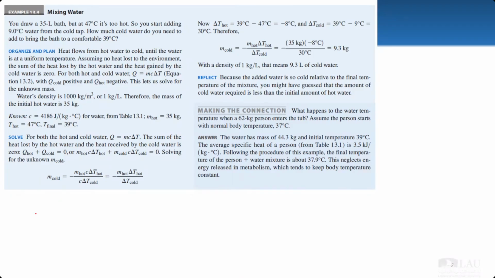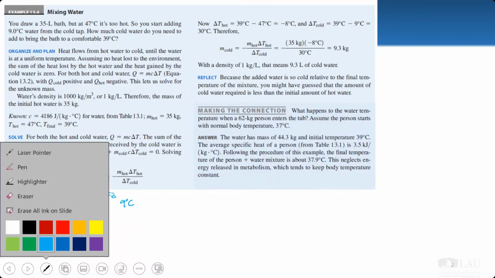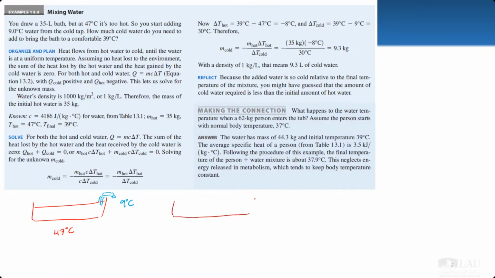So we have this hot tub, and it's too hot. It's at 47 degrees Celsius. And we're allowing some cold water at 9 degrees Celsius to flow inside. So the water is going to be coming out, and it is at 9 degrees Celsius here. And the question is, how much water should we add? I want the final temperature, so I can draw T final, to be a comfortable 39 degrees Celsius.